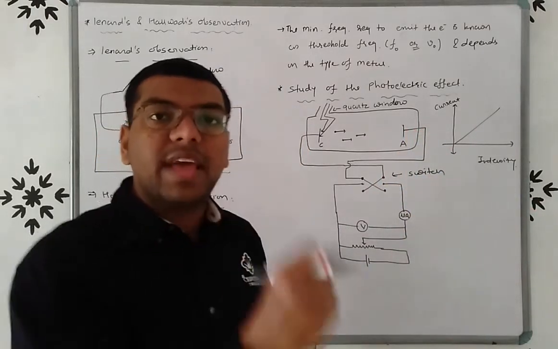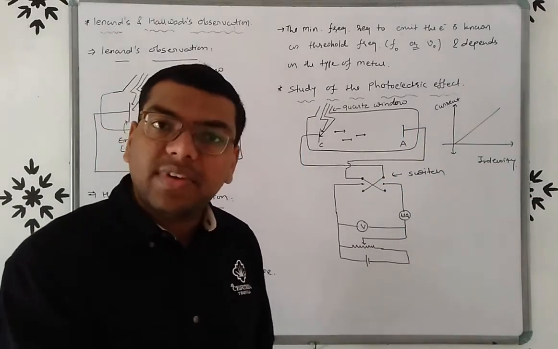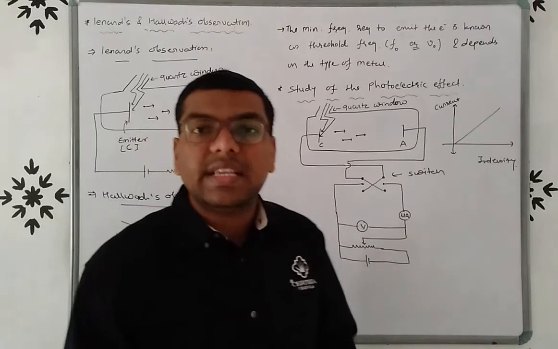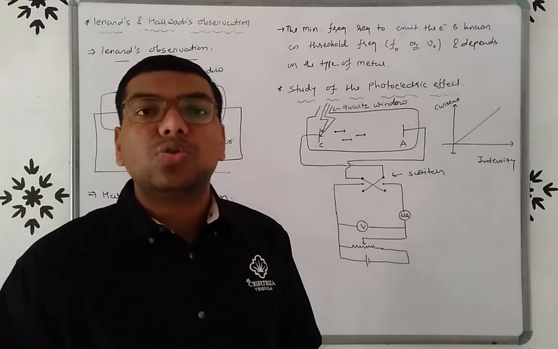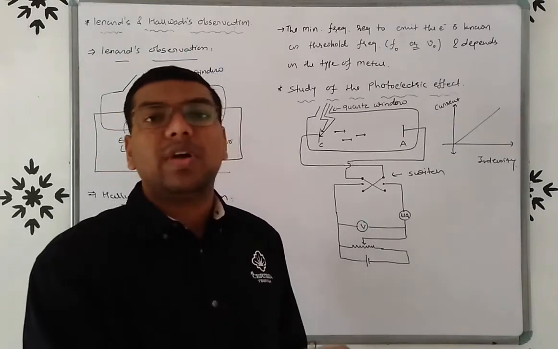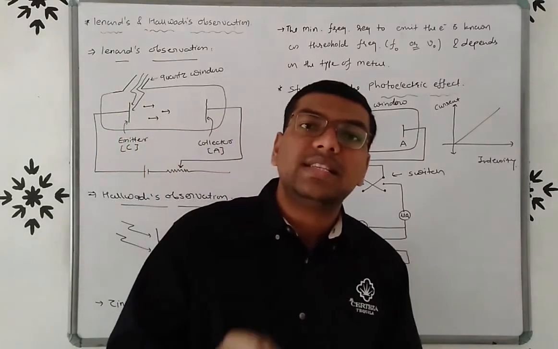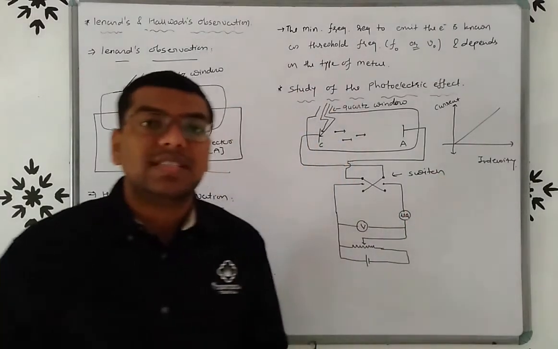But when the flow of current becomes maximum, and after that if we increase the potential of the collector, then there is no change in the flow of current, and this photoelectric current is known as the saturation current, right? So this is about the saturation current.